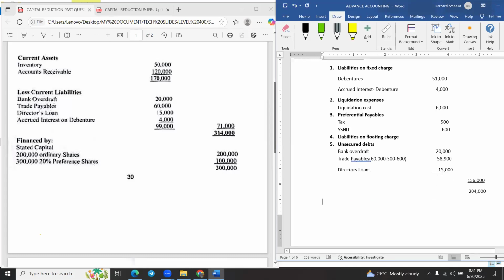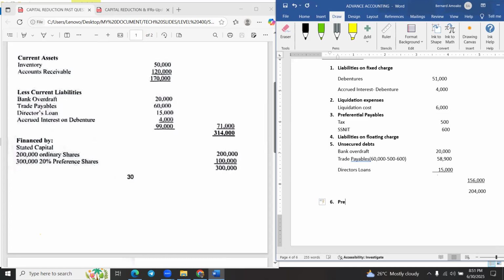In some questions, the money will most often get finished before you even get to this point. What you have will be less to share for your secured or unsecured debtors. So what you do is that you prorate. Once we pick a question like that, I'll show you. You won't even have some to pay your preference shareholders and then your ordinary shareholders. But it's fortunate that this question has given us the go-ahead to pay them.